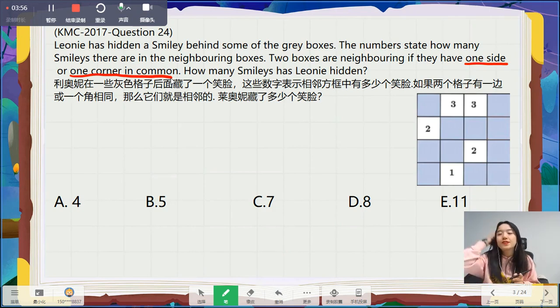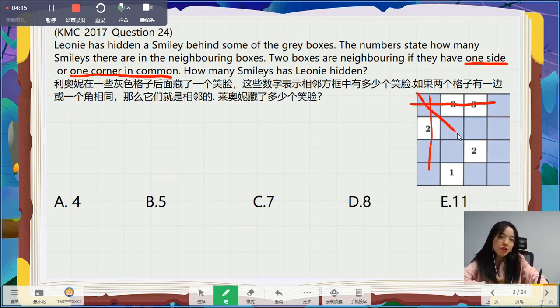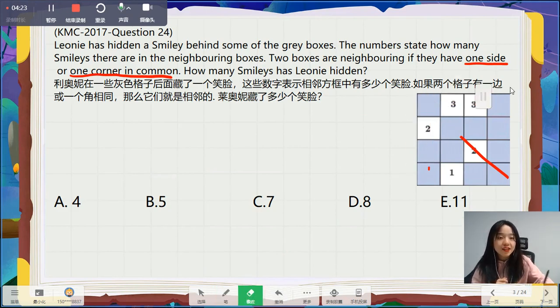The underlined part tells us the rule, how to define what neighboring boxes mean. They can be in a straight column, in a vertical way. Also, they can be next to each other in a horizontal way. Also, if they are next to each other, but in a diagonal way, they are also neighboring boxes. So take care. The diagonal direction will also be counted.